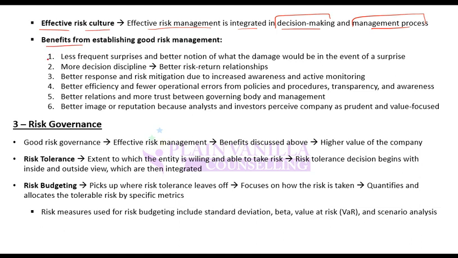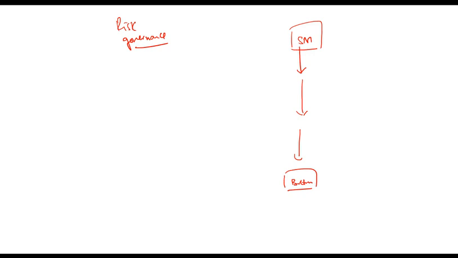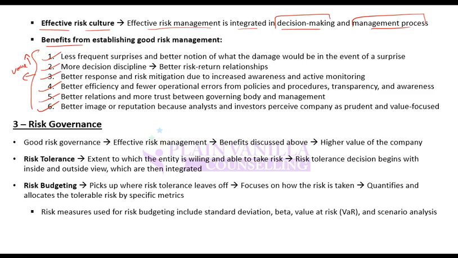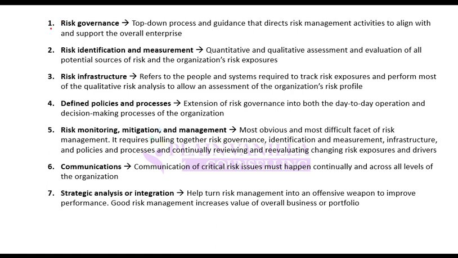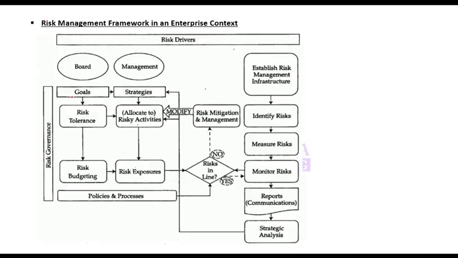What are the benefits? Less frequent surprises, more decision discipline, better response and risk mitigation, better efficiency, fewer errors, better relations and more trust, better image and reputation. And overall, all of these benefits would translate into higher value for the company. So this is why risk management is important, or why risk management is performed. Now moving on, discussing all of these items in further detail, what actually happens in each of these: risk governance, risk identification, and so on.